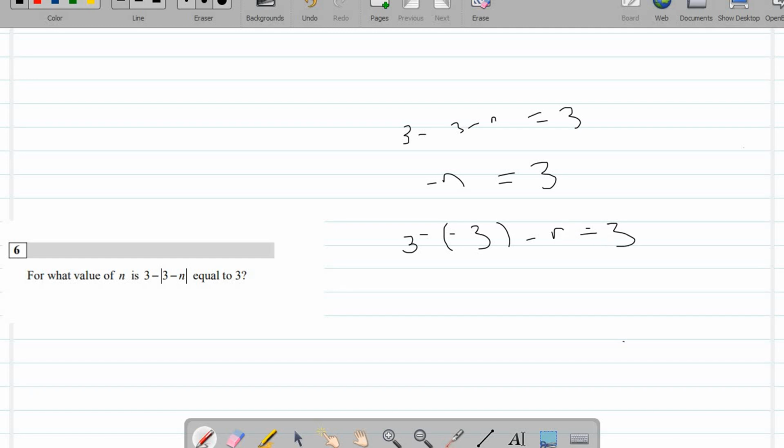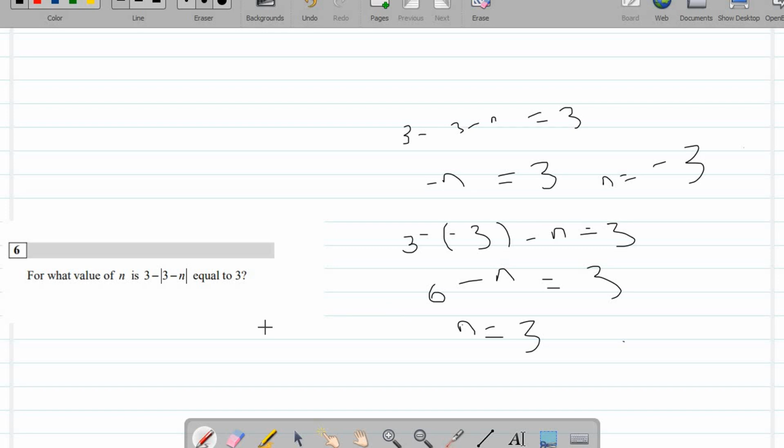So what do you have? 3 plus 3, that's 6, minus n is equal to 3. Crisscross this, you have n equal to 3. So n is either 3 or n is equal to minus 3. n is either minus 3 or n is equal to 3.